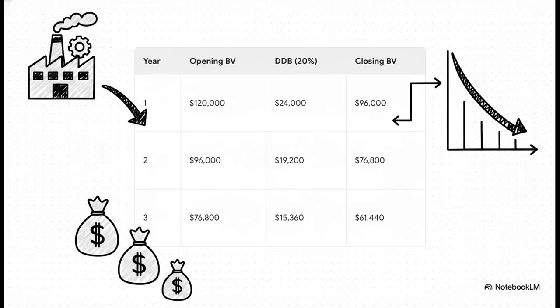Let's put some real numbers to this to see that rapid early decline under the DDB method. Imagine we have a $120,000 asset and we're applying a 20% DDB rate over 3 years. In year 1, we take a massive $24,000 of depreciation, which drops the book value to $96,000. Then in year 2, we take 20% of that new $96,000 balance, reducing the book value to $76,800. By year 3, the book value is down to $61,440. You can really see how heavily front-loaded that expense is compared to a flat, boring straight-line charge.